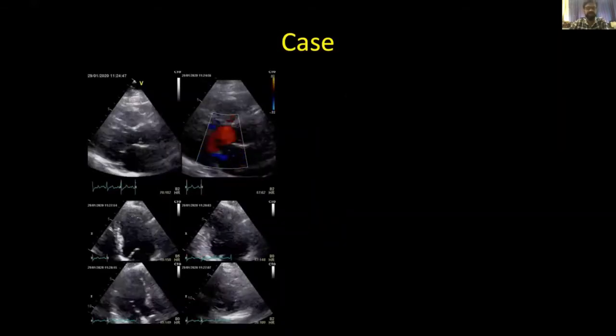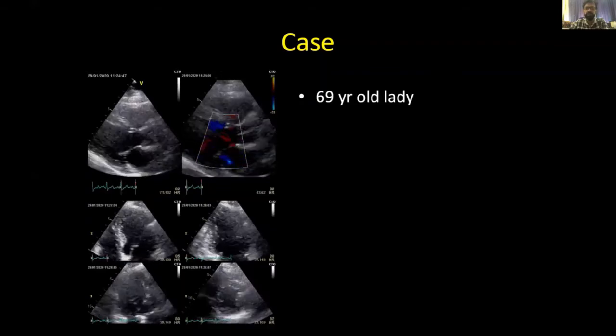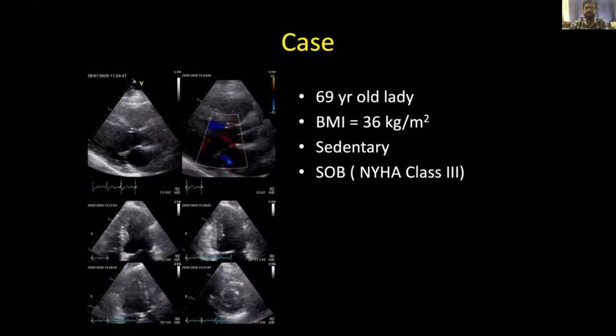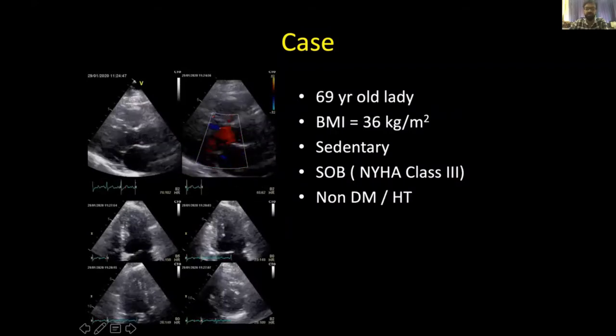So this is a patient who is a 69-year-old female, obese, BMI of 36, sedentary, has NYHA class 3 symptoms, symptomatic with breathlessness, non-diabetic, non-hypertensive.